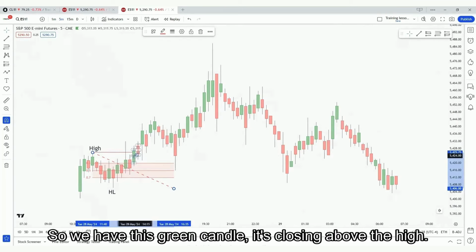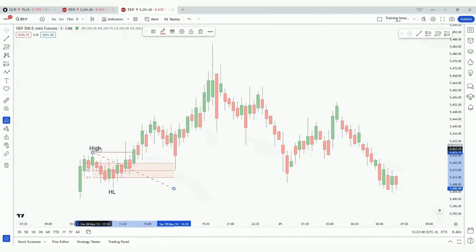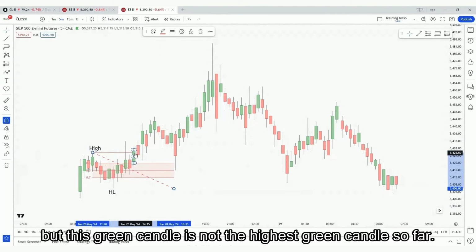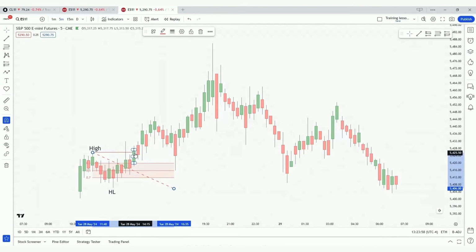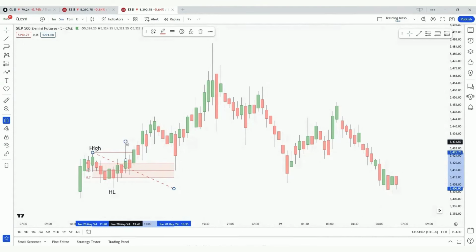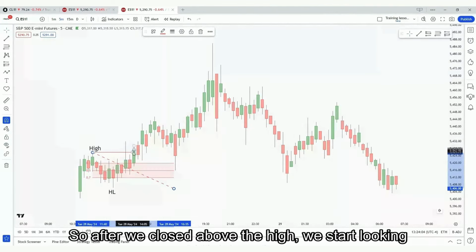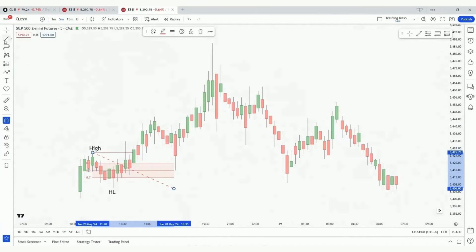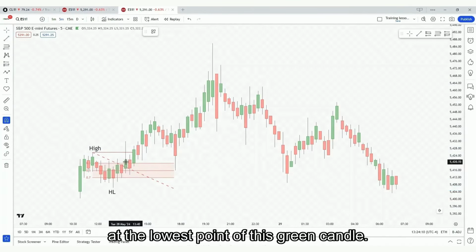So we have this green candle, it's closing above the high. Then we have this red candle, but this green candle is not the highest green candle so far. At this point, this is the highest green candle. So after we closed above the high, we start looking at the lowest point of this green candle.